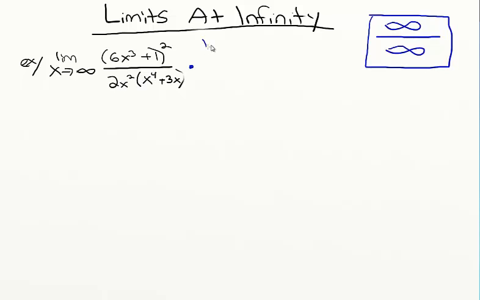So we're going to multiply by 1 over x to the sixth over 1 over x to the sixth. And what that's going to do for us is it's going to allow us to write this quotient in a way that we can understand better what's going on. So this is going to become 6x cubed over x cubed, because we're going to pull this x to the sixth inside of this square.